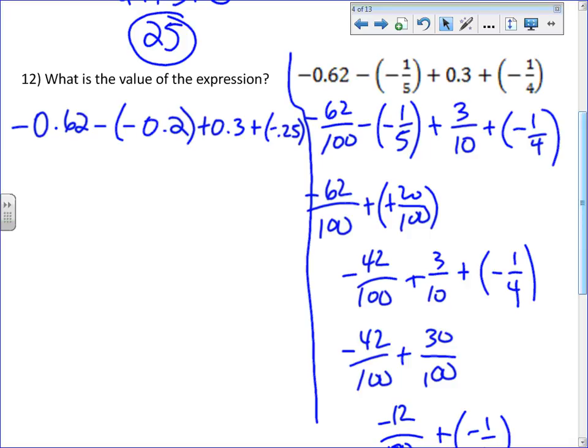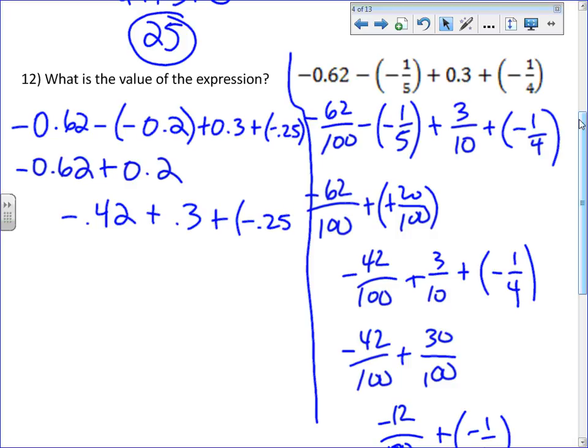Okay, so let's go left to right again. Keep change. Negative 0.62 plus 0.2. Keep the sign of the bigger one and subtract. So you get negative 0.42 plus 0.3 plus negative 0.25. Negative 0.42 plus 0.3. Keep the sign of the bigger one and subtract. Remember, when you're subtracting these decimals, you have to line up the decimals.